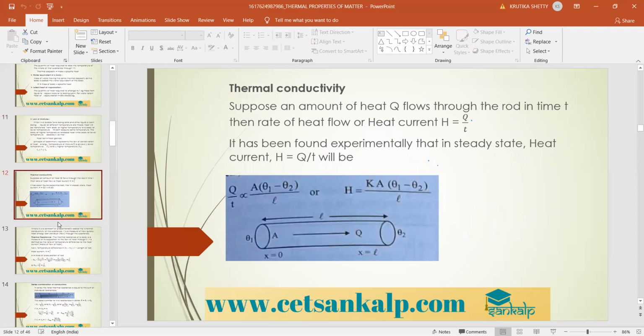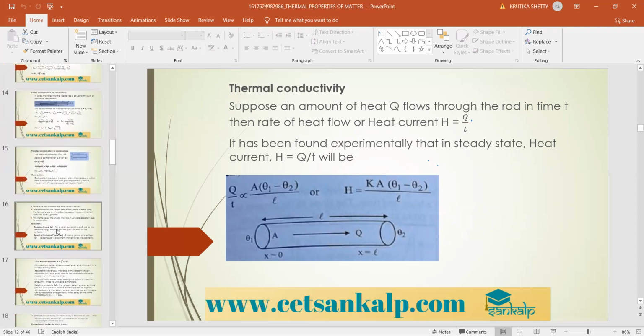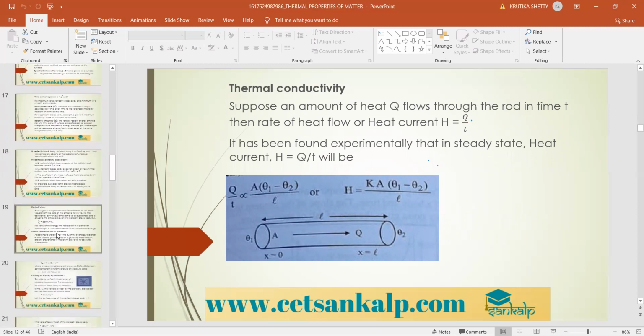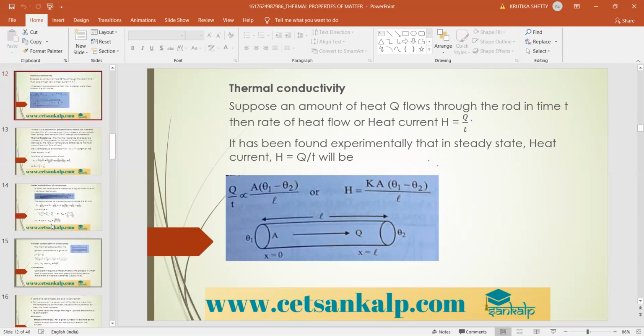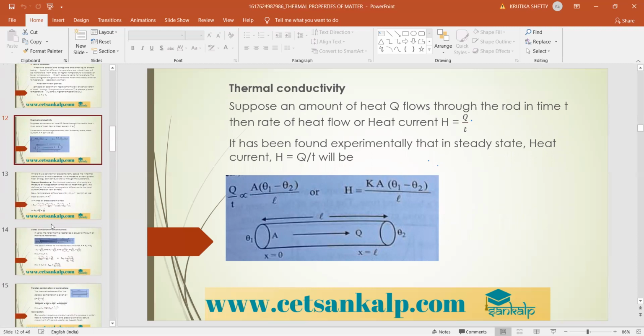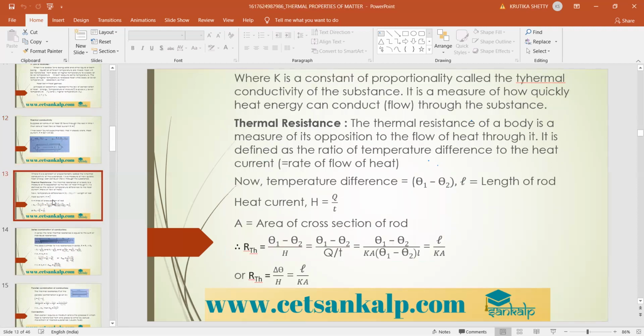Then next we have thermal conductivity. Suppose an amount of heat Q flows through the rod in time T, then the rate of heat flow H is equal to Q by T. Here we have already defined it. You can see the figure with two different temperatures, which we can consider as theta 1 and theta 2. We have already discussed this formula.